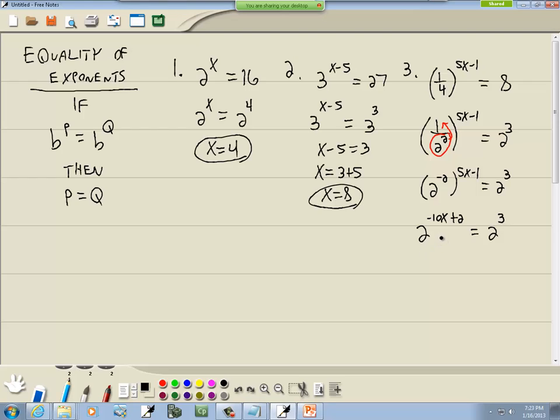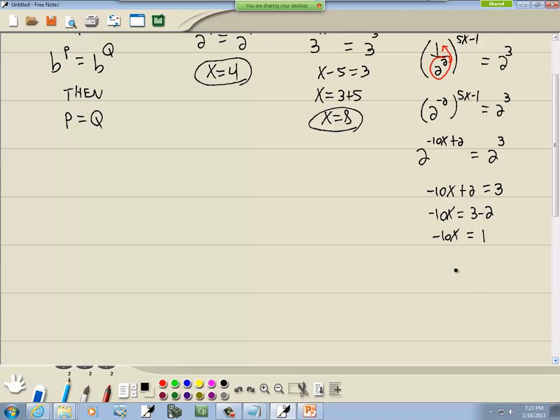And this is what we wanted to achieve. We wanted to get 2 to a power equal to 2 to a power, or any number, that is. So now we can set the exponents equal to each other. So I've got negative 10x plus 2 equal to 3. I want to solve for x, so I take the 2 over. It becomes a negative 2. So we've got negative 10x is equal to 1. And we're going to divide both sides by negative 10, and we get x is equal to negative 1/10. And that's our answer.